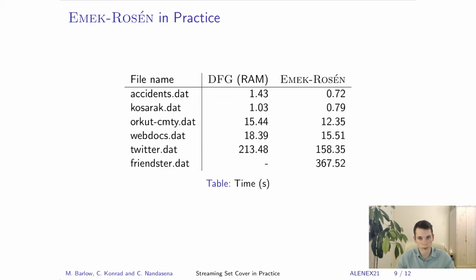In terms of runtime, the improvements are fairly minor, so Emick-Rosen finds a solution in half the time in the best case, 84% of the time in the worst case, and 72% of the time in the average case. And naturally, in all cases, the disk-based DFG took longer.